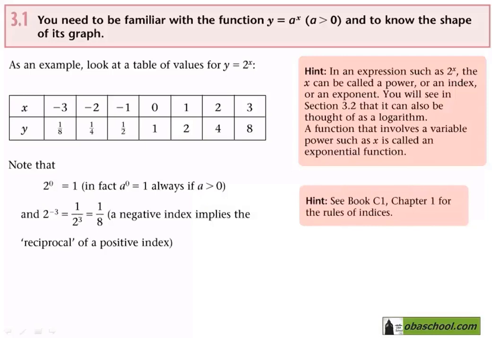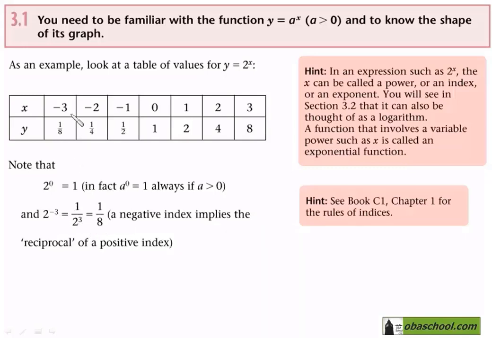For the first one, 2 to the power minus 3 is equal to 1 over 2 to the power 3, which is 1 over 8, as you can see here. A negative index implies the reciprocal of a positive index, which is exactly what we did here. Notice that the sign of the power, minus 3, switched to 3 once it moved down to the denominator. This is what we call the reciprocal.